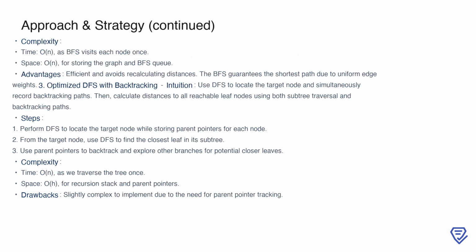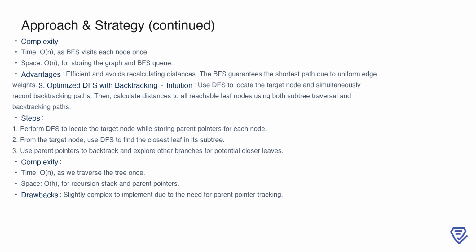It has a time complexity of O(n), as BFS visits each node only once, and a space complexity of O(n) for storing the graph and the BFS queue. This method avoids redundant computations and ensures that the shortest path is found due to the uniform weights of the edges. Now, another approach we could consider is the optimized DFS with backtracking.